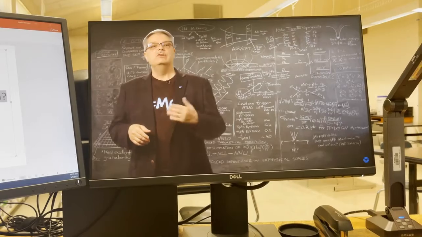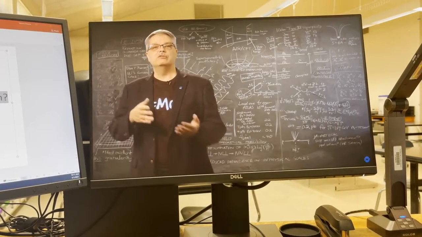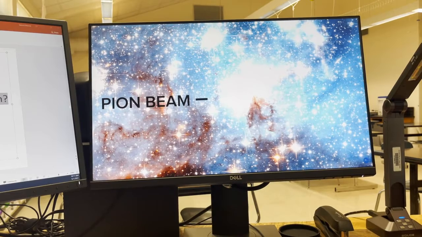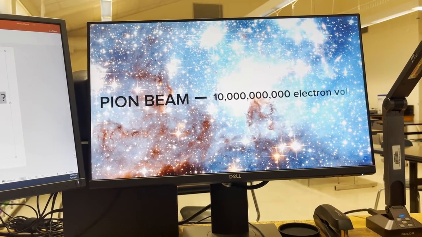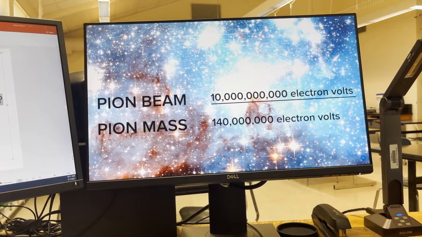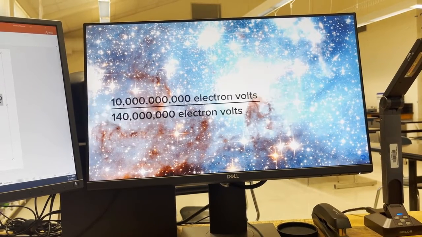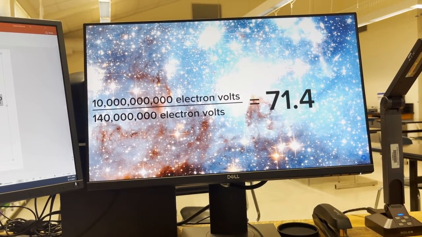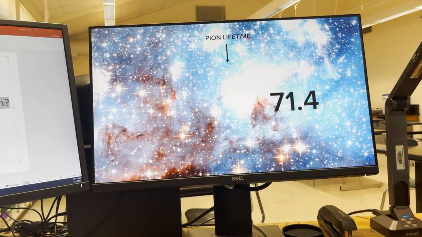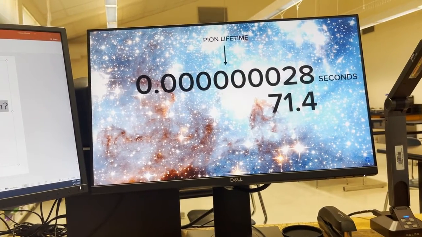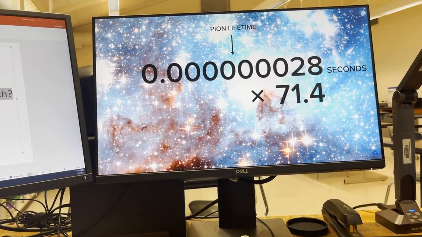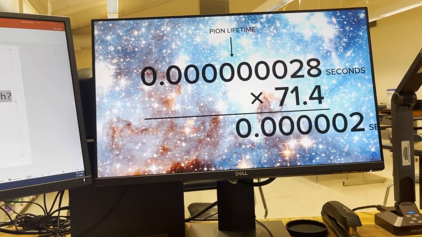It turns out that you can determine the difference in the rates of two clocks by dividing the energy of the beam of pions, which we recall is 10 billion electron volts, by the mass of the pion, which is 0.14 billion electron volts. Do that division and you get 71.4. Okay. So that means while the lifetime that the pion experiences, which is 28 billionths of a second, is much longer for us, specifically 71.4 times 28 billionths of a second, or 2 millionths of a second.